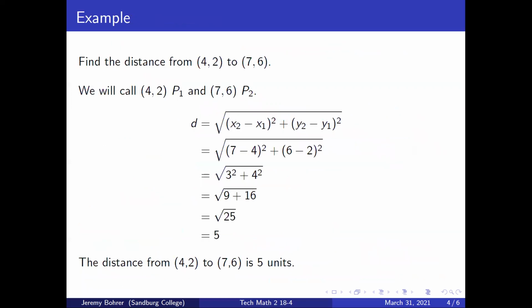Find the distance from 4,2 to 7,6. We will call 4,2 P1 and 7,6 P2. d equals the square root of x2 minus x1 squared plus y2 minus y1 squared, which is the square root of 7 minus 4 squared plus 6 minus 2 squared, which equals the square root of 3 squared plus 4 squared, which is the square root of 9 plus 16, which is the square root of 25, which equals 5. The distance from 4,2 to 7,6 is 5 units.